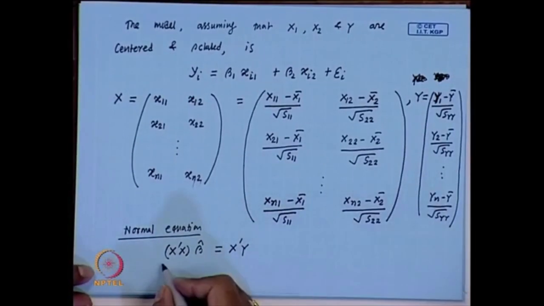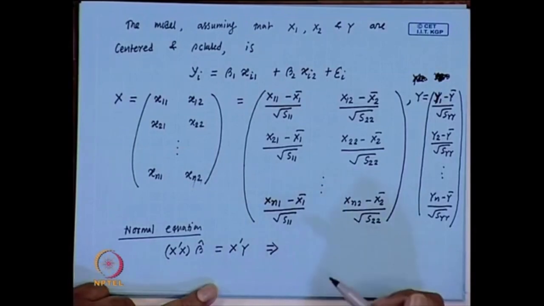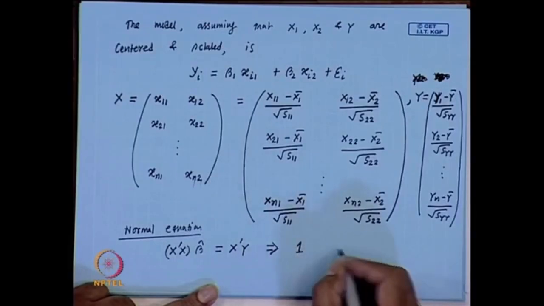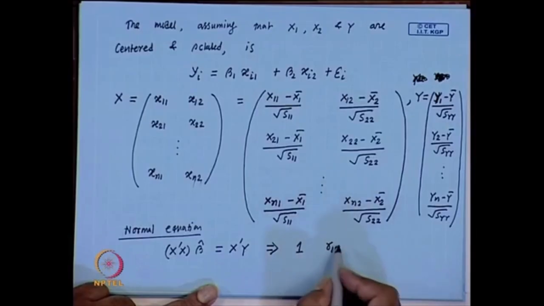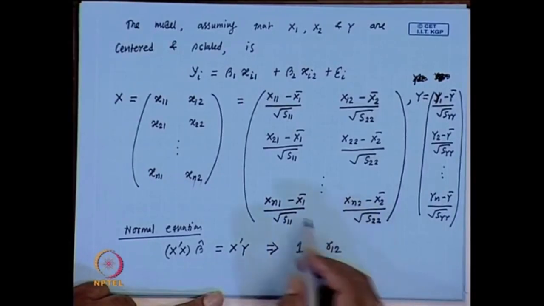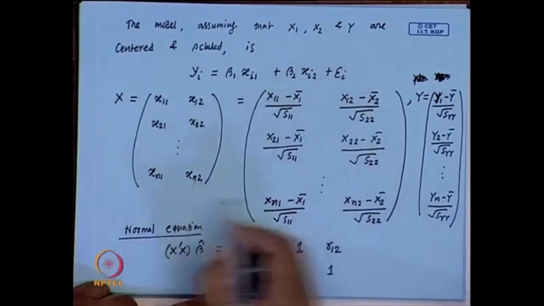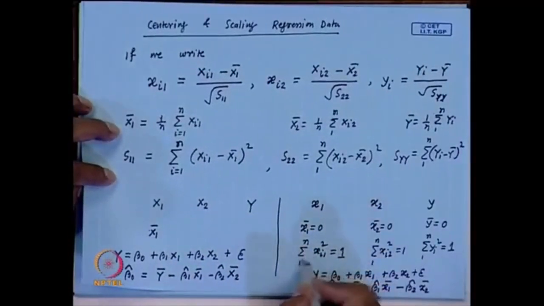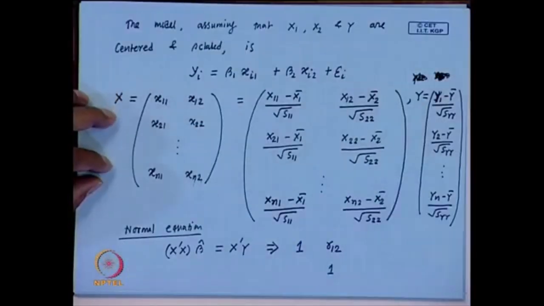Now, what is X prime X? This implies, see X prime X is, you can check that the X prime X is 1 and then R 1 2, this R 1 2 is nothing but the sample correlation between x1 and x2, okay, and 1 here. Because of the fact that sum x i 1 square is equal to 1 and sum x i 2 square is equal to 1. That is why these two elements are equal to 1.